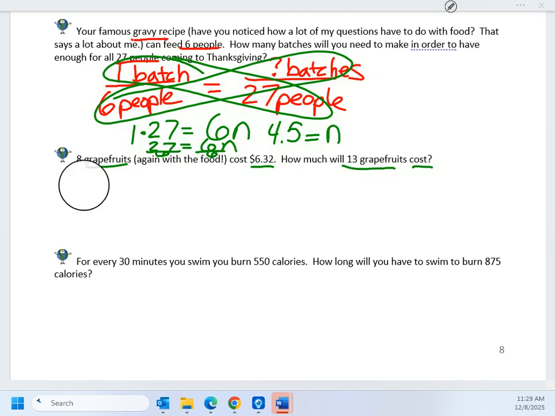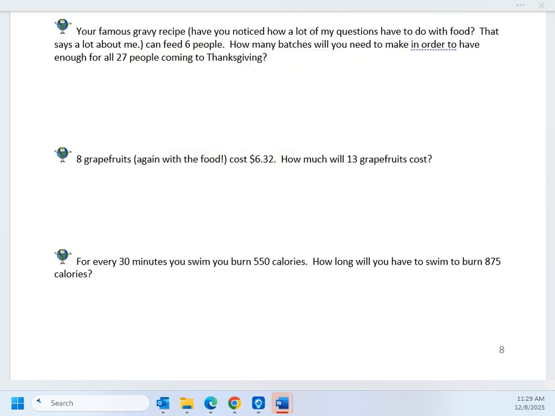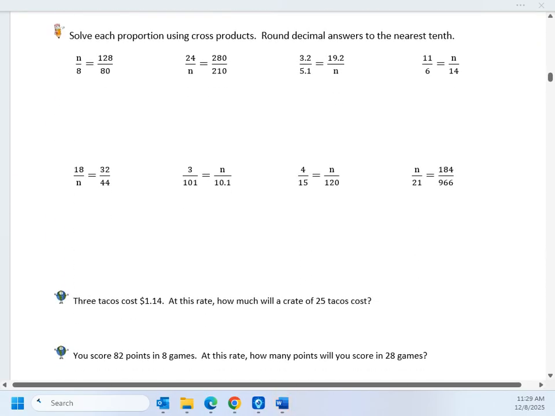All right, let's look at our second page. The top part is just like that first page, right? Doing your cross products. They give us the proportions. Do your cross products. Show your work. So what is it that you are multiplying? Solve for n. So if we're multiplying with that n, we have to divide, right? So show your work. Don't just give me an answer. Show your work.